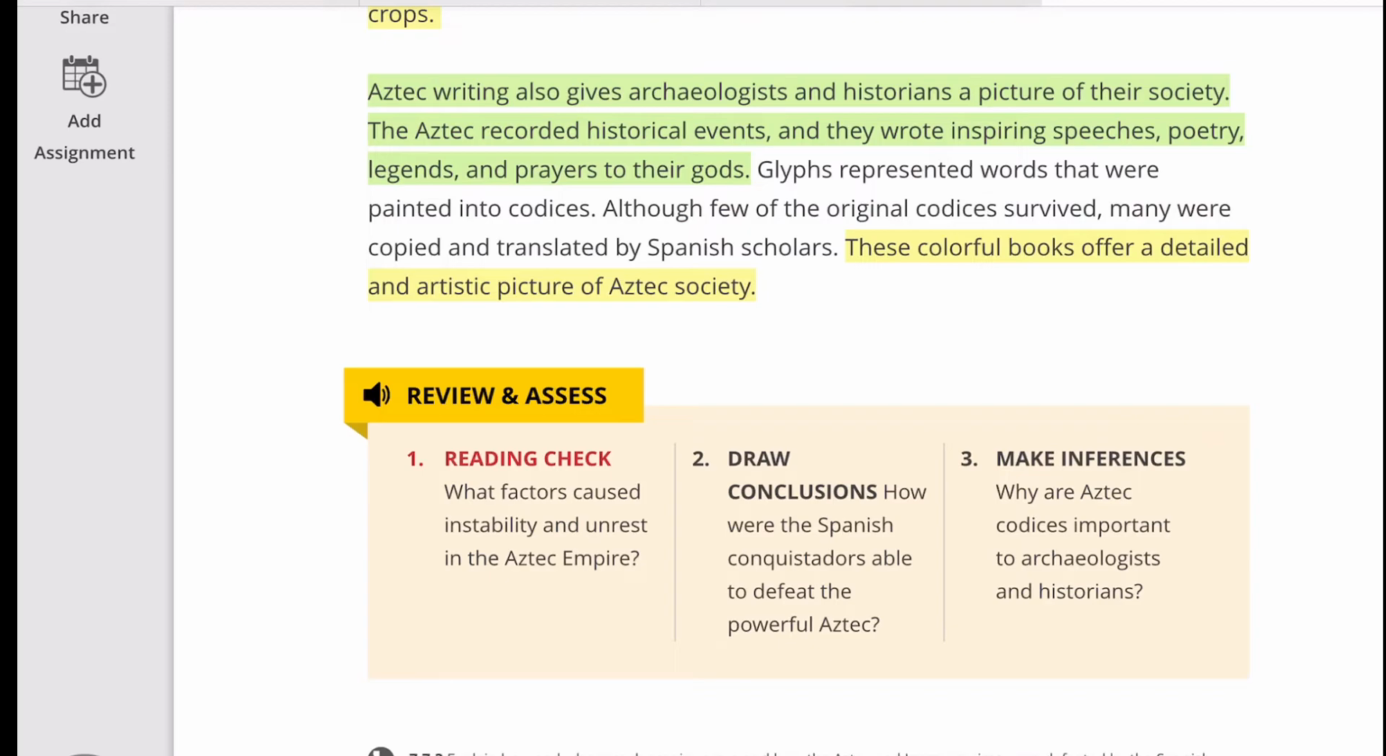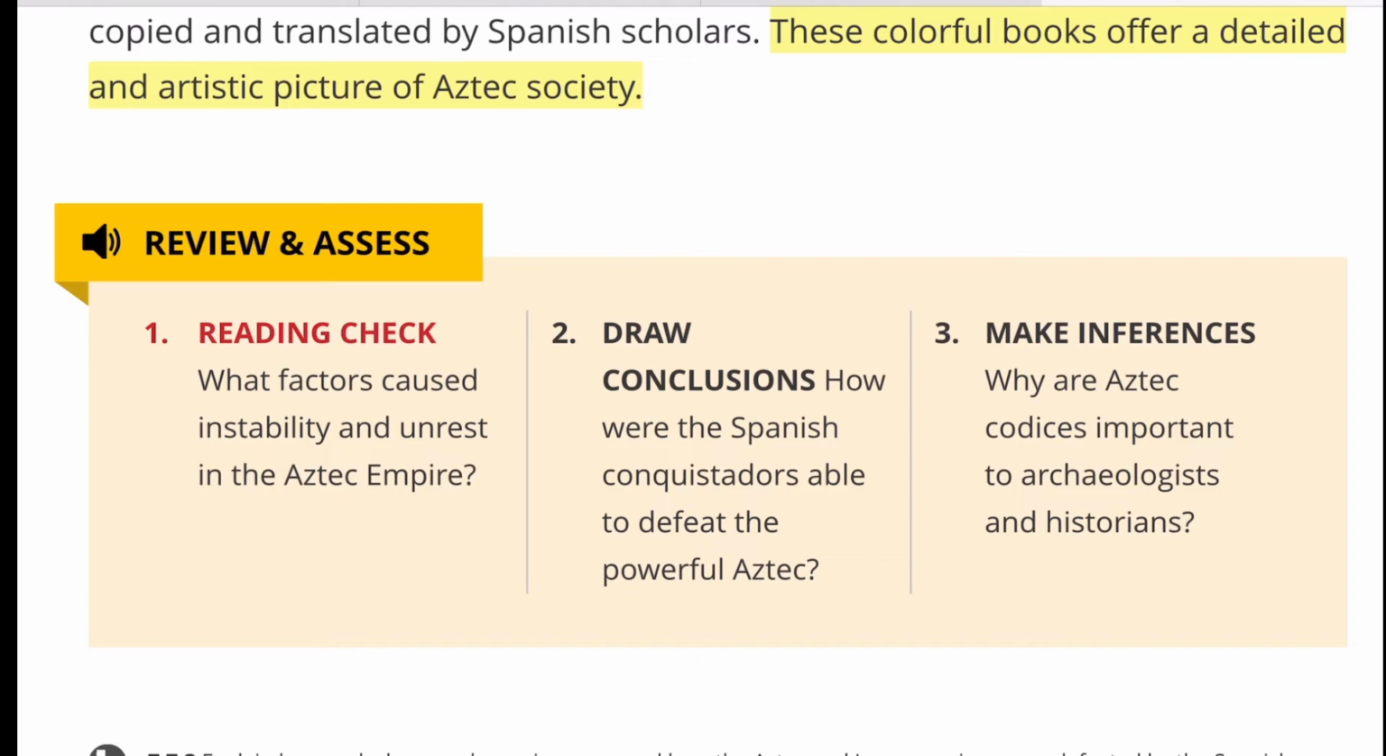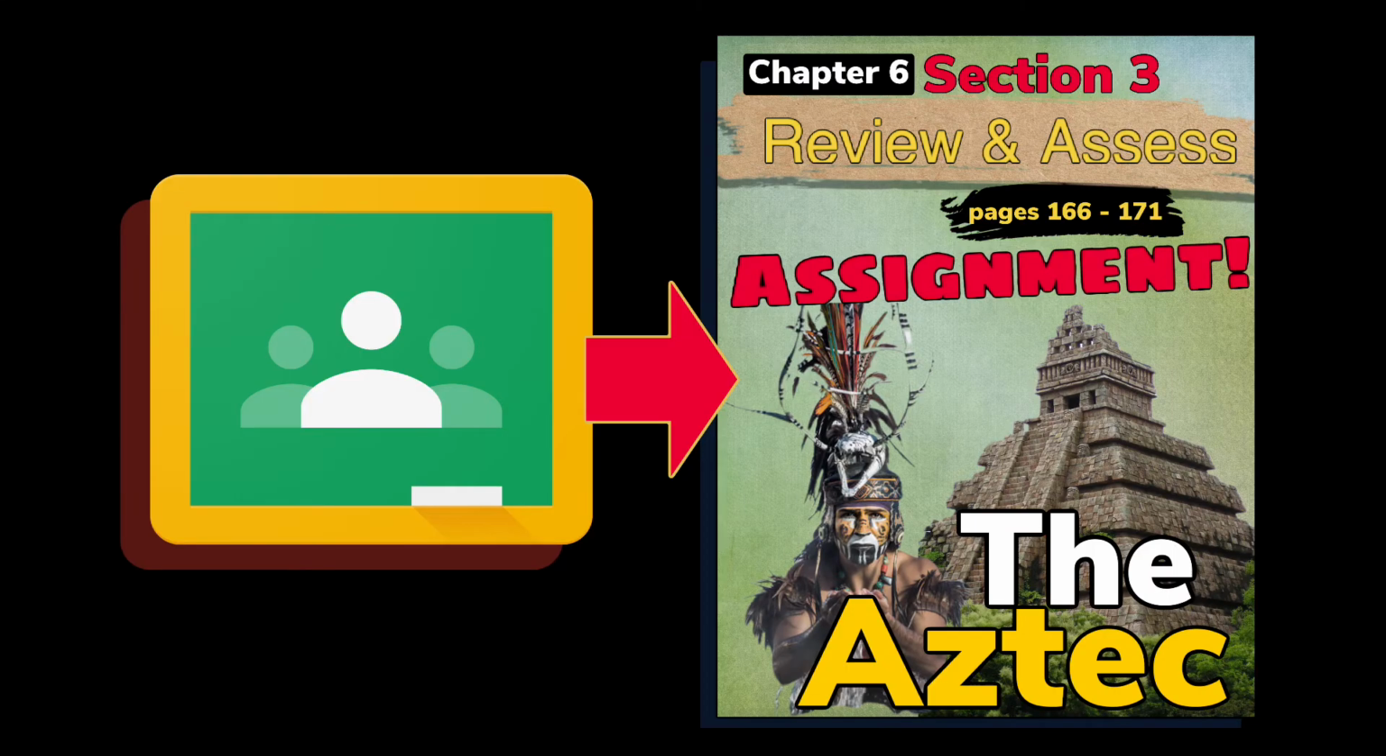As for the first one, number one, reading check. What factors cause instability and unrest in the Aztec Empire? And number two, draw conclusions. How were the Spanish conquistadors able to defeat the powerful Aztec? And number three, make inferences. Why are Aztec codices important to archaeologists and historians? What do you think are the uses of these codices that were discovered?